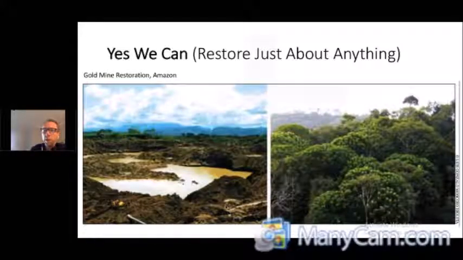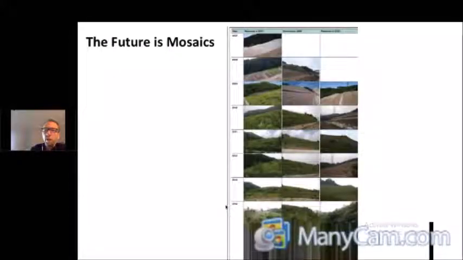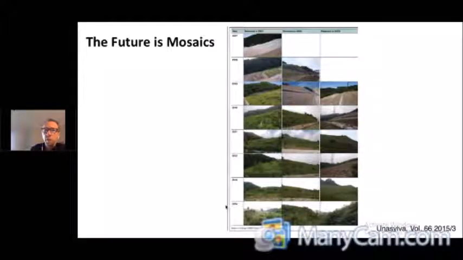This is an example in Thailand of quarries. So there's literally no soil. This is kind of hard to see in the slide, but if you start at the upper left, it's just rock, and then they lay in this terraced soil system, and by the time you get to year 3 or 4, you have a self-maintaining productive ecosystem.